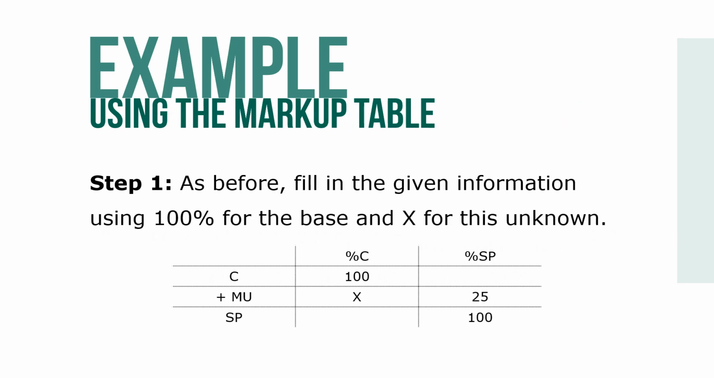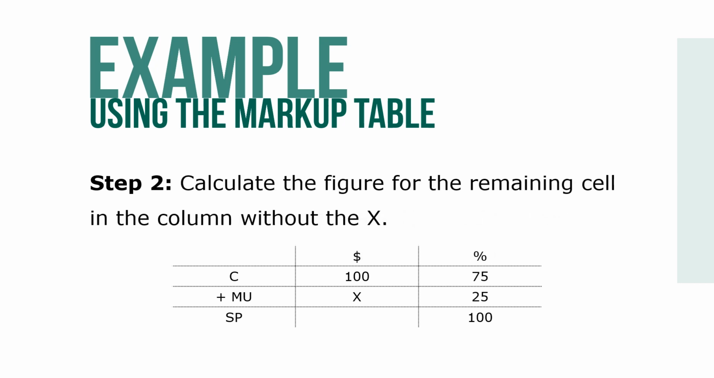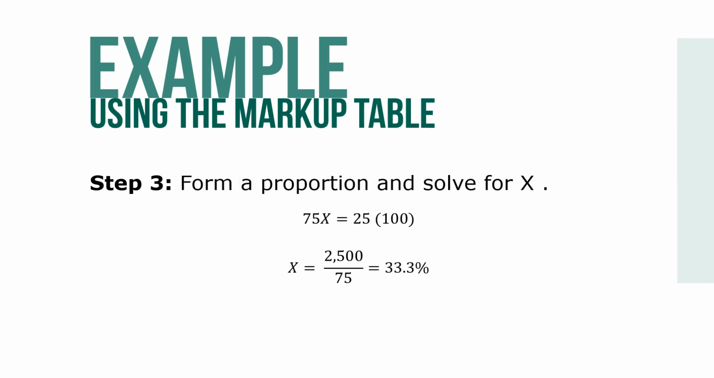As we've done before, fill in the given information using 100% for the base and X for its unknown. Calculate the figure for the remaining cell in the column without the X. Now we form a proportion and solve for X. 75X equals 25 times 100, so X equals 2500 over 75, or 33.3%.